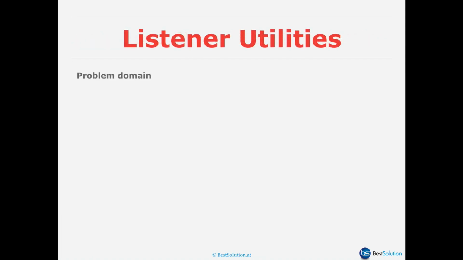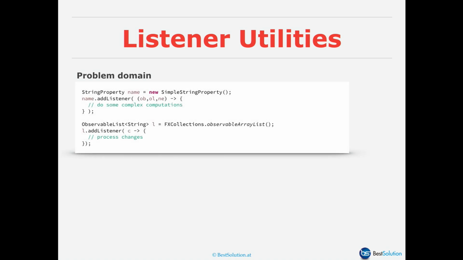Listener utilities. Once more, problem domain. Let's take a look at those lines of code. First line, 99% of the time I'm not interested in the observable and the old value of a change listener. I'm most of the time interested in the new value. Why do I have to provide 3 of them? Even when I use the method reference, I get unused parameter warnings. Doesn't make sense, right? The second line produces a compiler error. This is, I think, a design flaw in the JavaFX APIs, that for lists the compiler doesn't know whether you want to attach here an invalidation listener or a change listener.